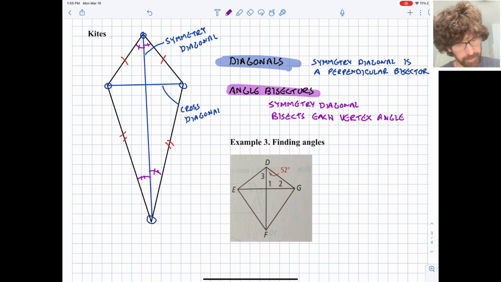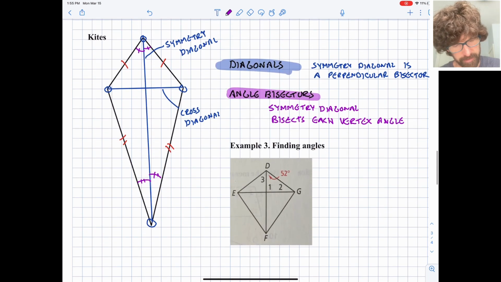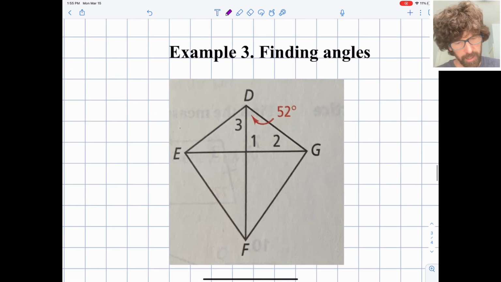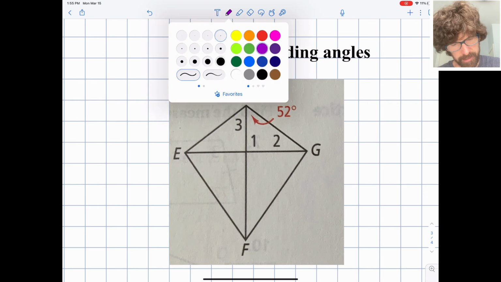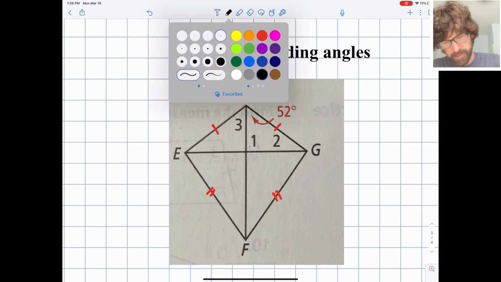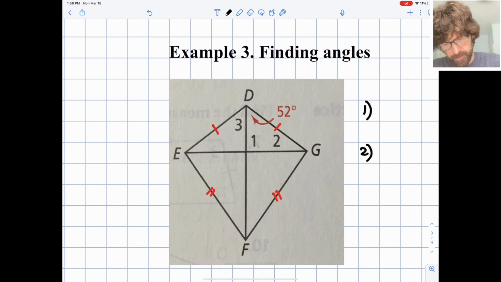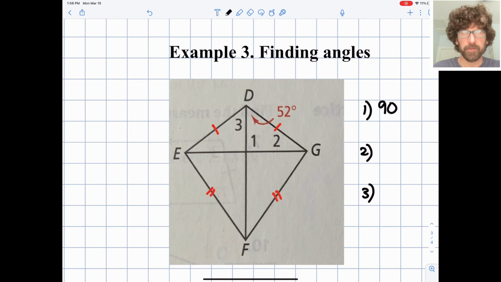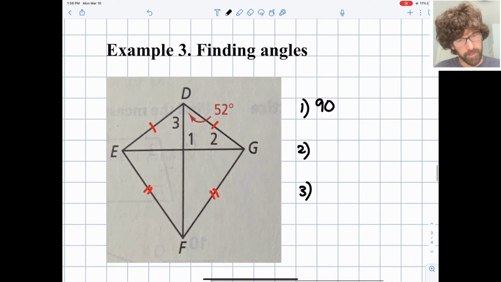All right, so let's do an example here. This will be our last example for this video. And so we have a kite, and let's label. It looks like those are the congruency pieces that we know, and we're trying to find the measures of angle 1, 2, and 3. Looks like angle 1 is going to be 90 degrees because of that rule that the diagonals are perpendicular to each other. Angle 2 we can get from working in this triangle.